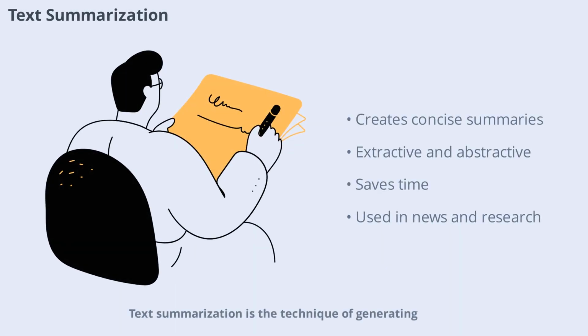Text summarization is the technique of generating a concise summary of a longer document. There are two main approaches: extractive, which selects key sentences, and abstractive, which generates new sentences. Summarization helps users quickly grasp the main points of large texts, making it valuable for news, research, and business reports. NLP systems use a combination of parsing, classification, and language modeling to create effective summaries.